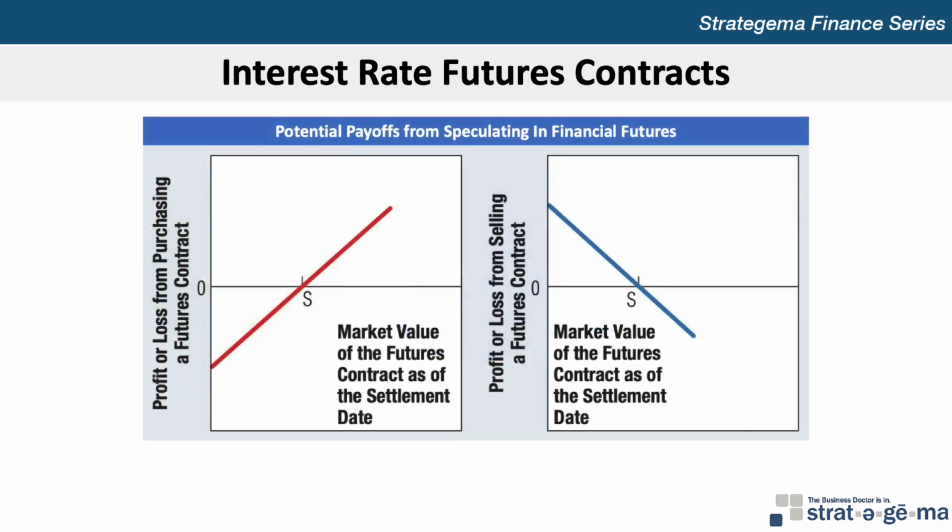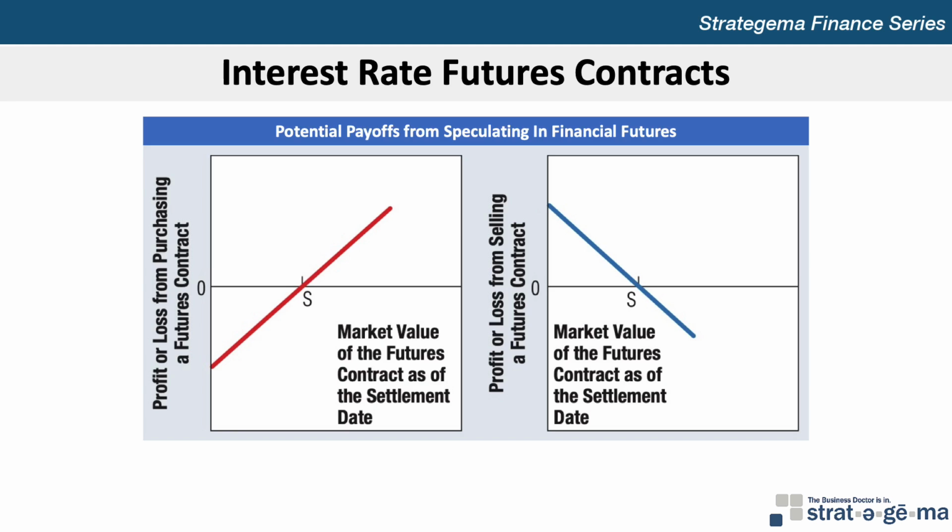This exhibit illustrates the potential payoffs from speculating in futures contracts. The graph on the left represents a purchaser of futures, and the graph on the right represents a seller of futures. The S on each graph indicates the initial price at which a futures position is created.